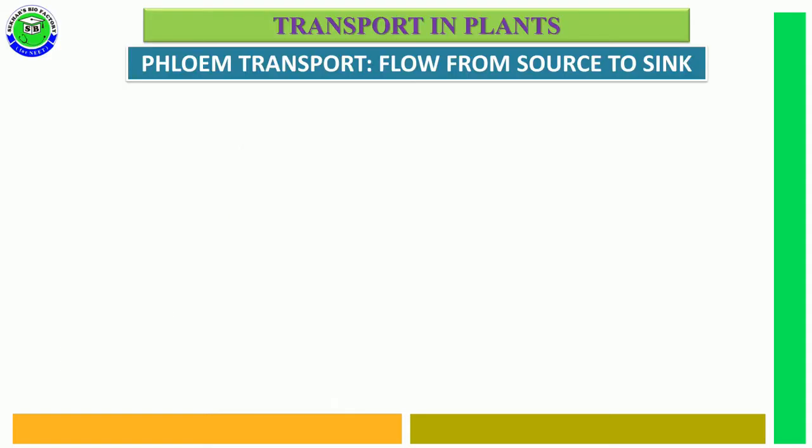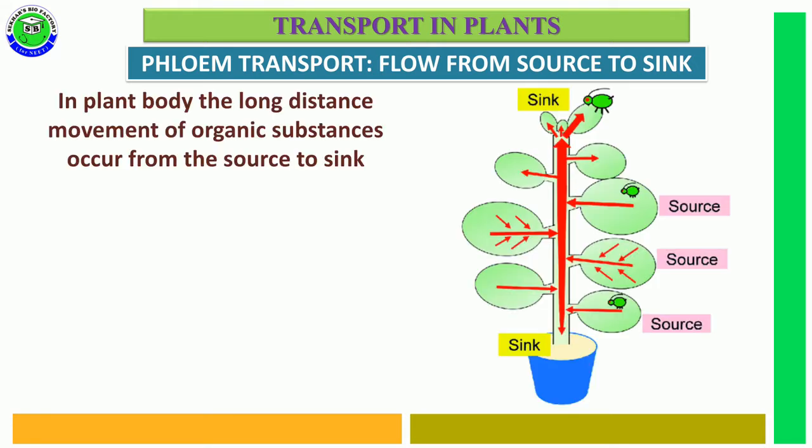In this video, I am going to explain one of the topics in transport in plants. It is phloem transport, flow from source to sink, along with the girdling experiment. In the plant body, the long distance movement of organic substances or food material always occurs from source to sink present in the plant body.